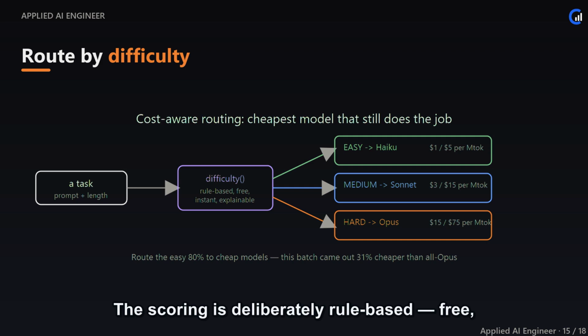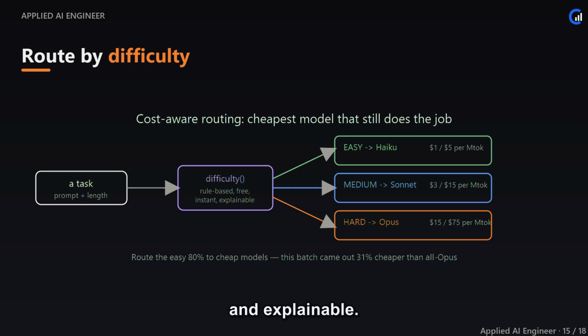The scoring is deliberately rule-based, free, instant, and explainable. You can add a tiny Haiku classifier for the gray cases later, but simple rules handle the obvious 80% for zero cost and zero latency.